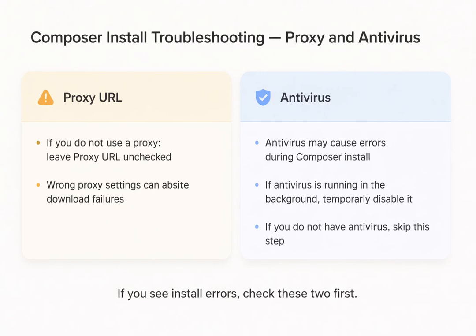Two common causes of Composer installation errors are proxy settings and antivirus. If you don't use a proxy, don't tick the proxy URL option. Otherwise, Composer may fail to fetch packages. And if an antivirus is installed or running in the background, it can block Composer's actions. In that case, temporarily disable it during installation. If there's no antivirus on the machine, then there's nothing to change.